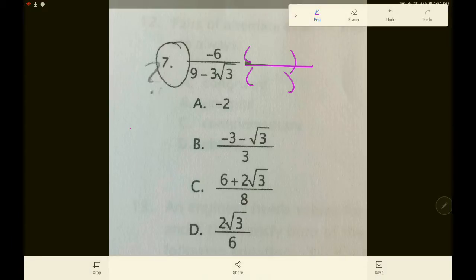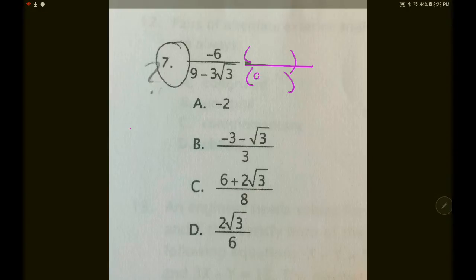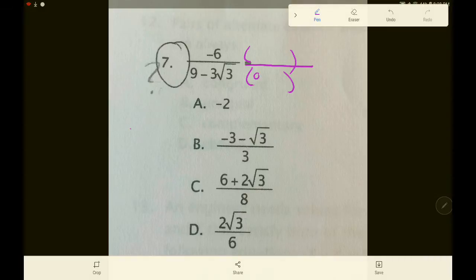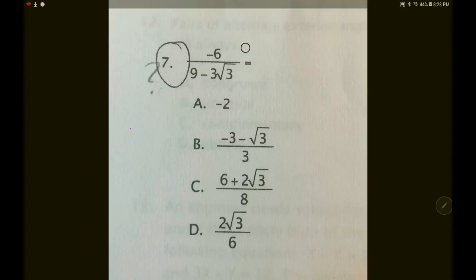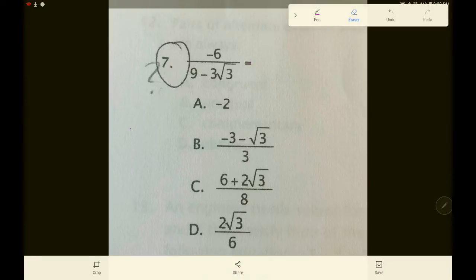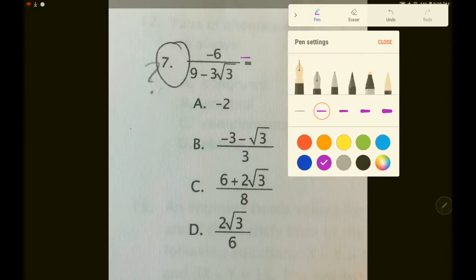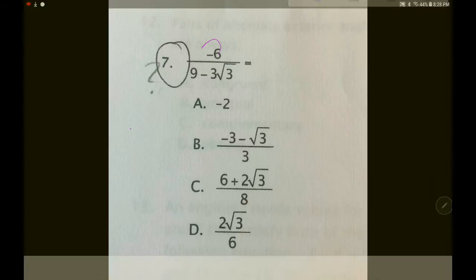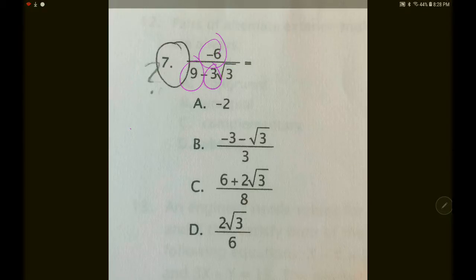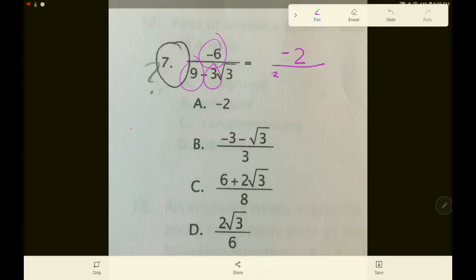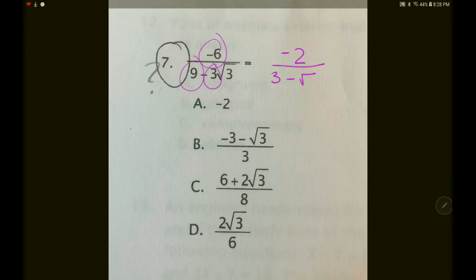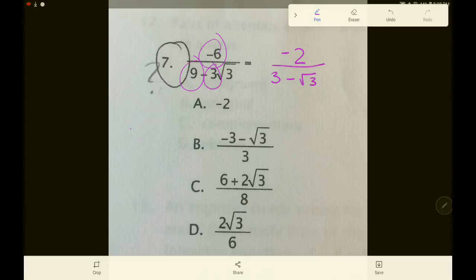I don't know if you need to know that word or not, but you need to know how to do it. Oh, you know what? Before we do that, we're going to simplify this. All these numbers here are divisible by 3. So we're going to do that first and simplify this. We're going to divide this by 3 and this by 3 and this by 3. So we get negative 2 over 3 minus square root of 3. Okay? So that's a simplification we can do first. Each of those coefficients is divisible by 3.